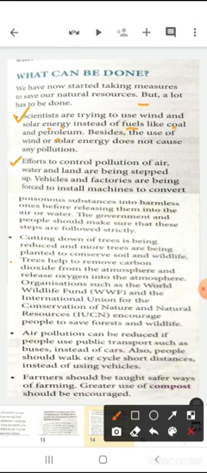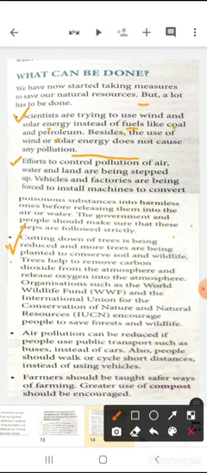Next, efforts to control pollution of air, water and land are being stepped up. Vehicles and factories are being forced to install machines to convert the poisonous substances into harmless ones before releasing them into air and water. The government and people should make sure that these steps are followed strictly. Pollution of water, air and land is being continuously checked by the government, which makes sure that this step is strictly followed.